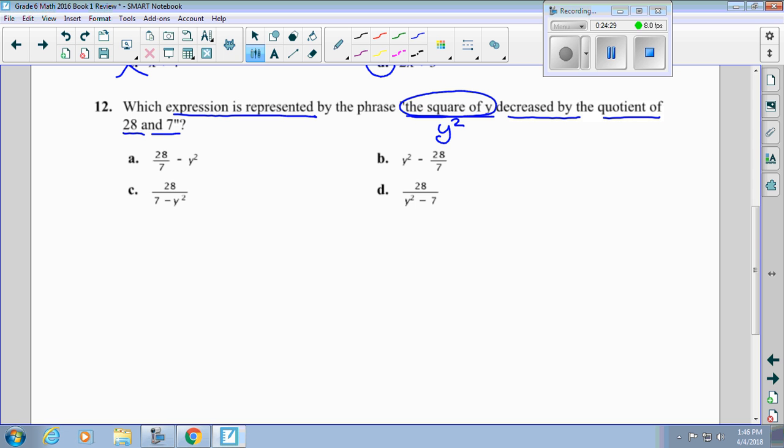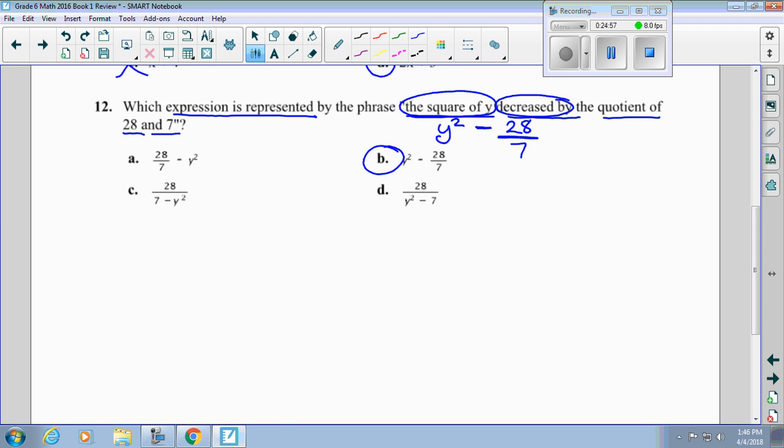So you look down here, they all have a y squared. So that didn't help us too much. But we have y squared decreased by. When you see the term decreased by, that means we are subtracting. The quotient of, that means I'm going to divide something, so I'm going to have something on the top and bottom of this. The quotient of 28 and 7. So you are looking for choice B. Okay?